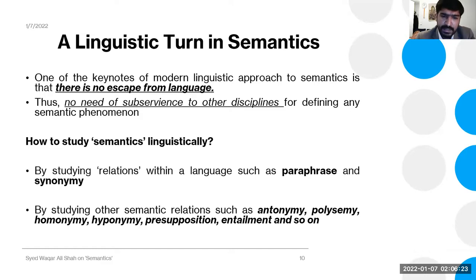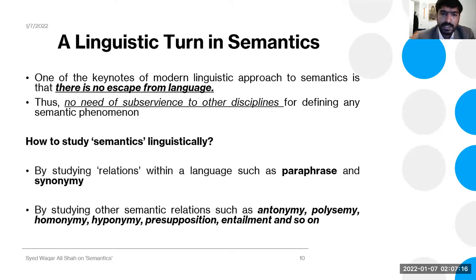So how to study semantics linguistically? Some proposals appeared. For example, we can study relations within a language such as paraphrasing and synonymy. If we want to know the meaning of a word, we just need to look at the paraphrasing. How do people paraphrase a particular word, and what are the different synonyms for this word within the dictionary or within the overall language? And other people proposed that we can go for semantic relations. If we want to understand the language, we need to look at antonymy, polysemy, homonymy, hyponymy, presupposition, and entailment. These themselves are very important tools of meaning making, and they can be studied in relation to understanding of meaning itself.